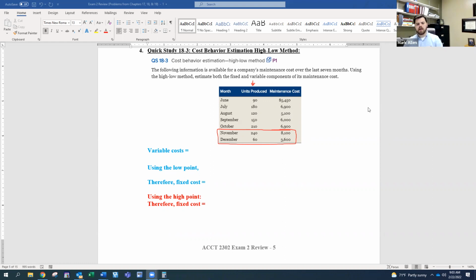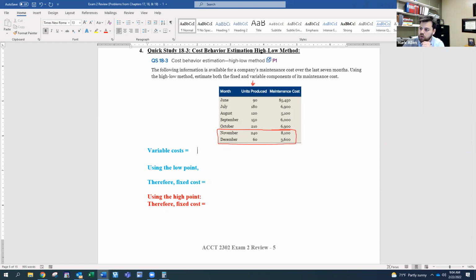And in some cases, your lowest cost month is also the month that you produce the lowest amount of units. That does happen, but you want to be careful because sometimes you might have a higher cost month where you actually produce less than another month, and then you would end up grabbing the wrong point. So the way we make this determination is we base our decision of high and low on our activity, on our number of units produced.